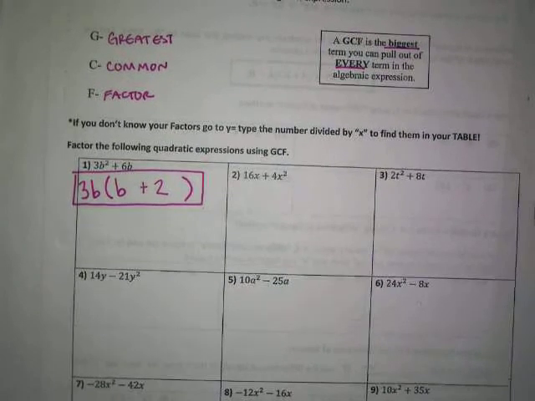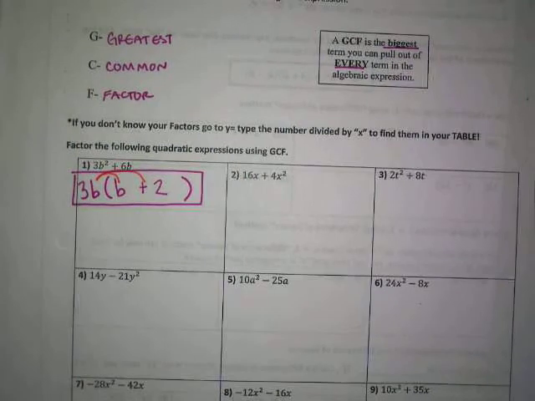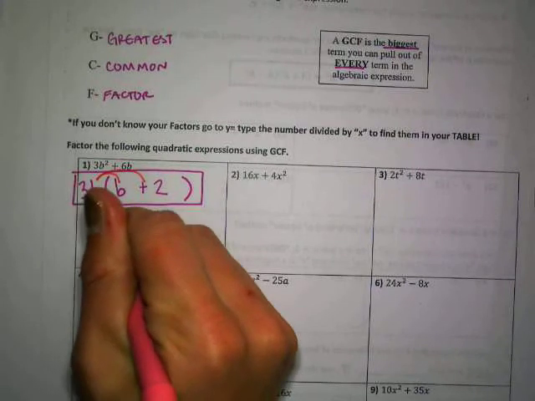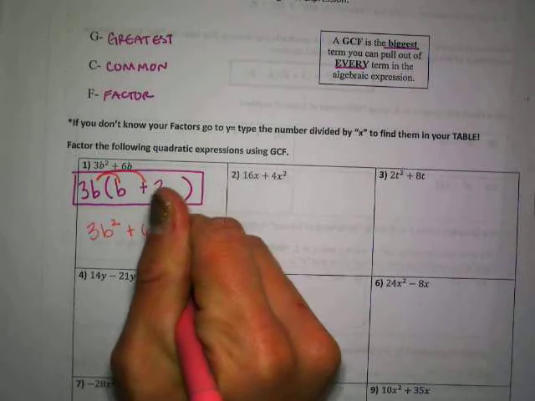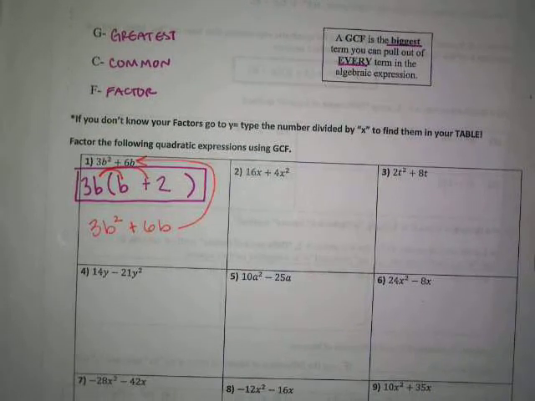If you wanted to check your work, if you were to go back and multiply this out, you should end up with your original. What is 3b times b? 3b squared. What is 3b times 2? 6b. And so if you notice, that is what you had from the beginning. All right, you don't have to do that, but it is just the way you check your work.